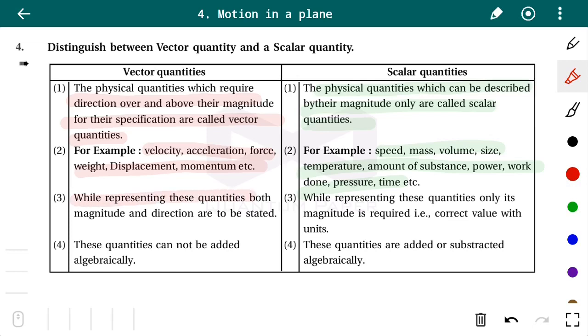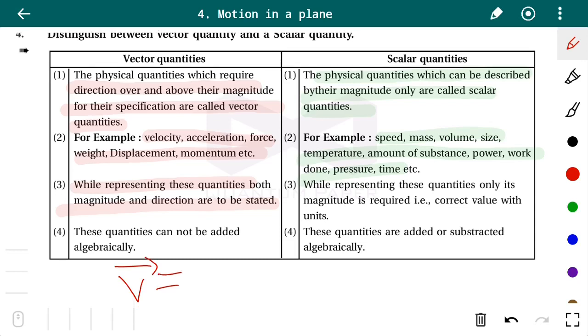While representing these quantities, both magnitude and directions are to be stated. That means to describe a vector quantity, both magnitude and directions are to be stated. As for example, when we want to write the velocity, right? Then for writing the velocity, it should be written with value as well as the direction. Suppose velocity is 5 meter per second, then 5 is called the magnitude, and suppose it is along the x-axis, then the direction is mentioned by this i cap, right?